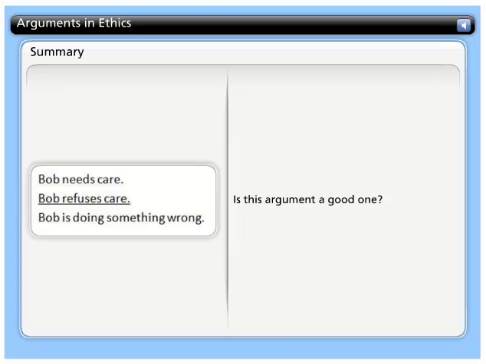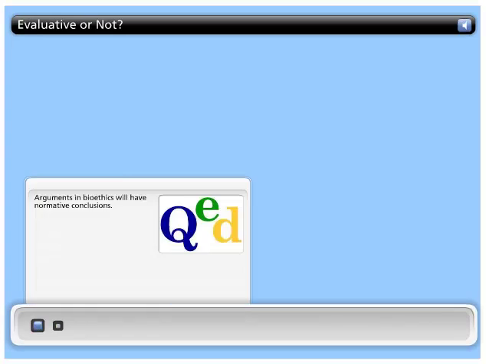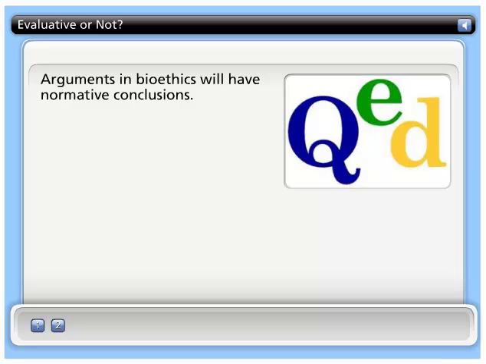Why not? Well, the premises are about Bob and care, but the conclusion is about Bob and doing something wrong. The premises do not address right or wrong. They only address care. So ethics is about right and wrong, and arguments in bioethics have what we call normative conclusions. There are normative and non-normative claims. Normative claims are evaluative.